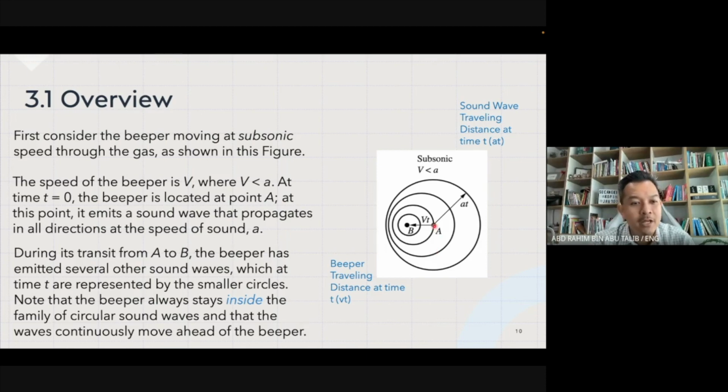During its transit from point A to point B, the beeper has emitted several other sound waves, which at time t are represented by smaller circles. Another wave is generated, and another. Note that the beeper always stays inside the family of circular sound waves, and the waves continuously move ahead of the beeper.